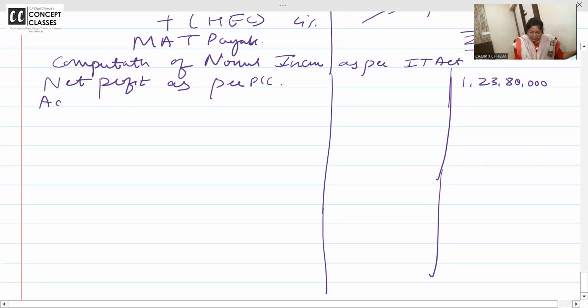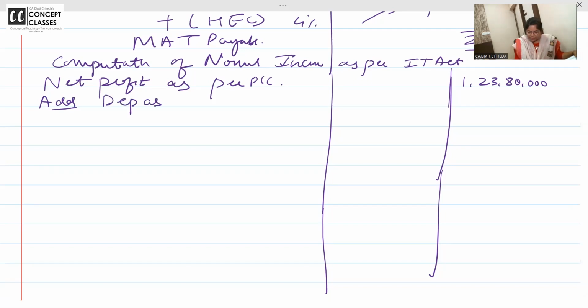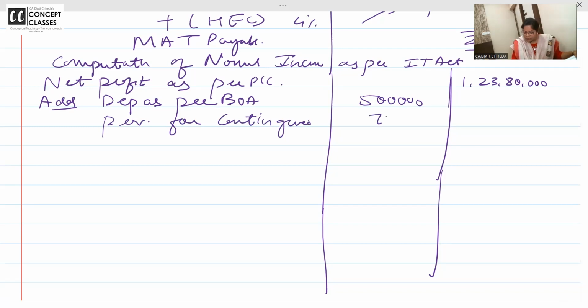Start with the net profit and add: as per income tax also, depreciation as per books of accounts. Can we go a little fast? We know now. Depreciation as per books, not allowed. Provisions for contingencies, not allowed.